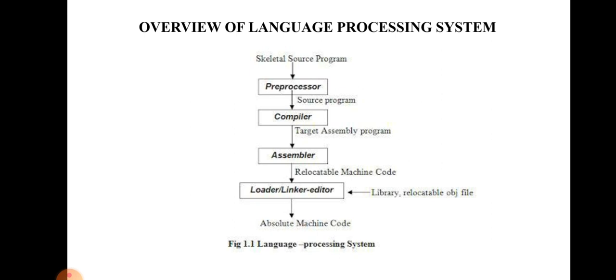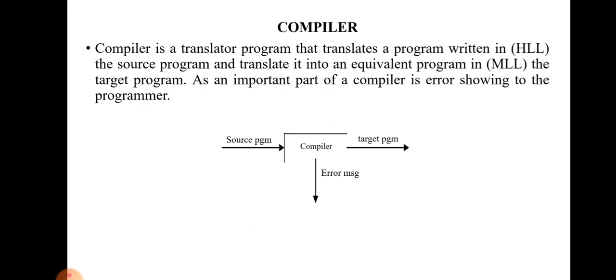So the output of the preprocessor is the skeletal source program, and the final output from the loader is absolute machine code. This is the overview of the language processing system.